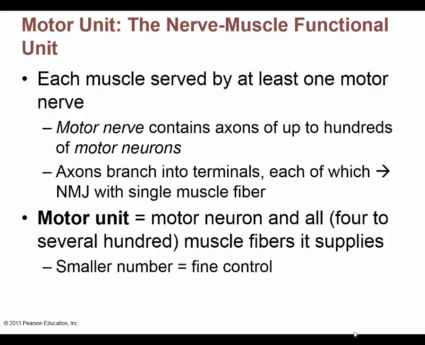Again, it's one of these big, huge bundles of nerves. What is a nerve? A whole bunch of axons. So a motor nerve contains axons of up to hundreds of motor neurons. So you've got one nerve coming out of a spinal cord that's going to control some muscle somewhere, and in that one nerve, you can have hundreds of axons of hundreds of motor neurons inside of it.